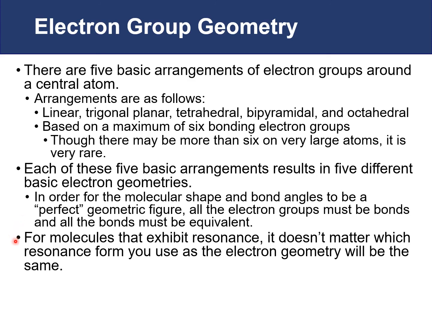For molecules that exhibit resonance, it doesn't matter which resonance form you use to count your electron groups, they will be the same. And this is because typically the only thing that differs in your resonance structures is how things are bound together, whether it's a double bond in one location or another. And because your double bonds count as electron groups the same as single bonds do, the electron geometry will be the same.